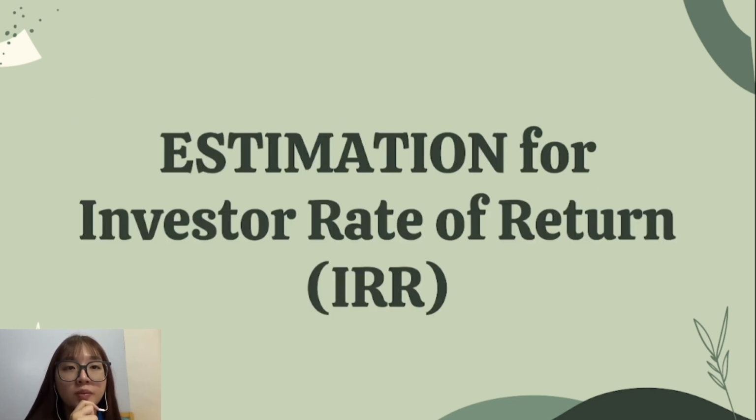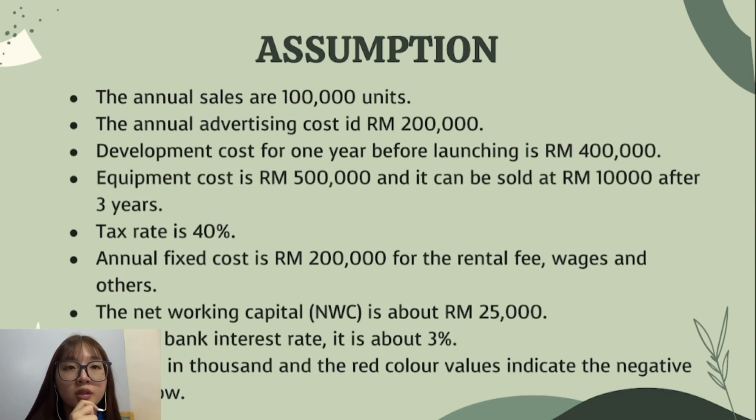Next, for the estimation of IRR, here shows the assumption that should be made to calculate the IRR. The annual sales are 100,000 units. The annual advertising cost is 200,000. Development cost for 1 year before launching is 400,000. Equipment cost is 500,000, and it can be sold at 10,000 after 3 years. Tax rate is 40%. Annual fixed cost is 200,000 for the rental fee, wages, and others. The NWC is about 25,000. For the bank interest rate, it is about 3%.